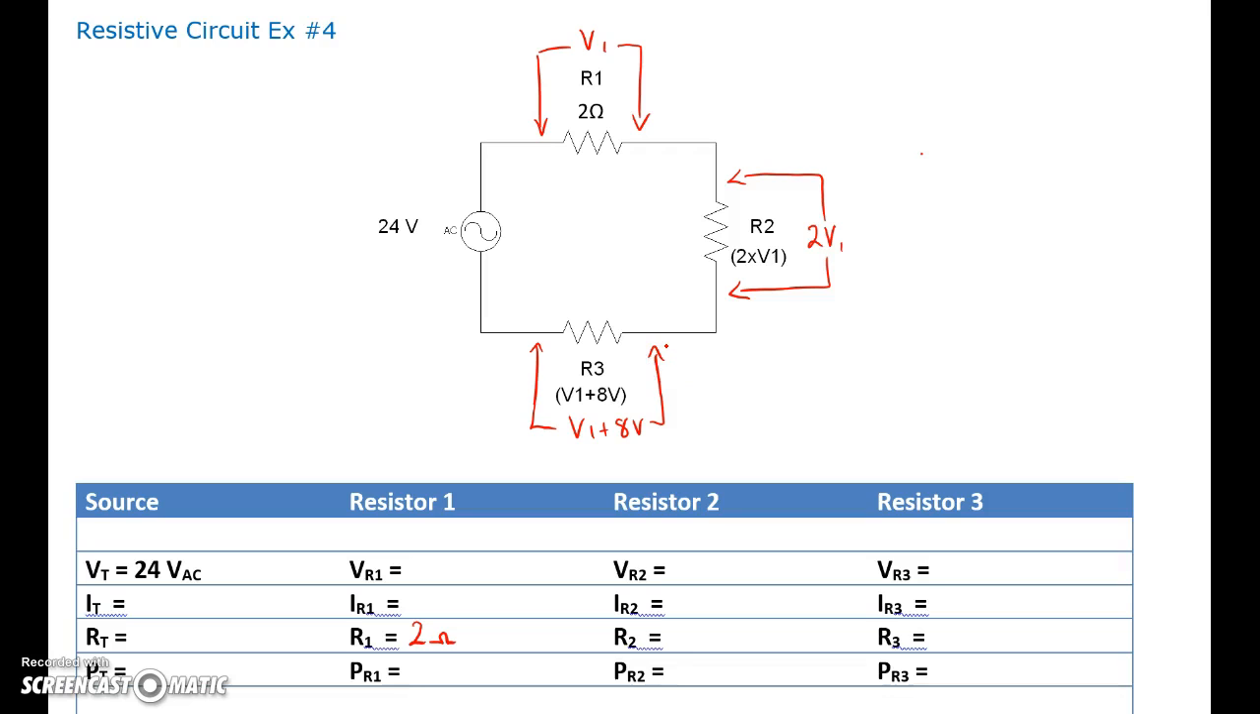What's going on? I don't have any currents. I've given you one resistance value, and now all the voltages are in terms of the first voltage. Well, this is just to get you used to transposition. Why are we getting used to transposition? Who knows, because we're never going to use it in the course. It's just a way to show you that whatever you do to one side of the equation, you have to do to the other side of the equation.